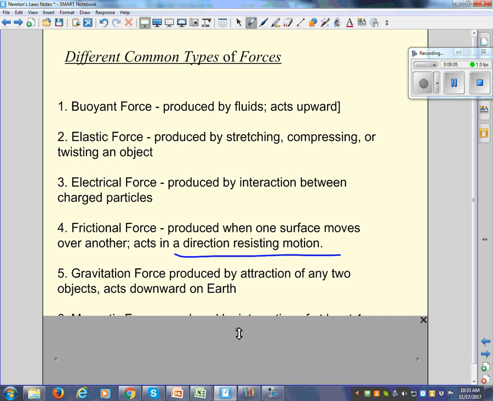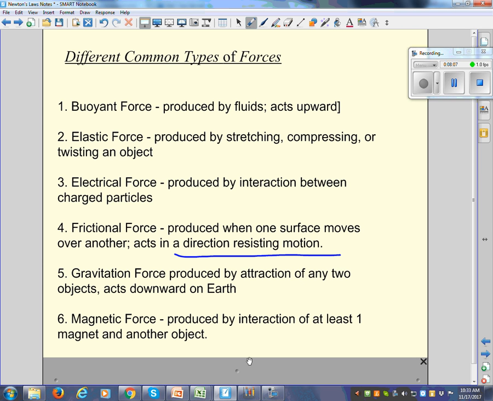Is there one more? There is. Magnetic force: produced by the interaction of at least one magnet and another object. I guess I do have a magnet. So there's a magnetic force between that and the board. The board is ferromagnetic.